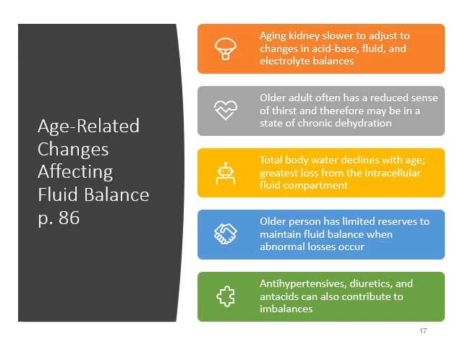So an aging kidney is slower to adjust to changes in acid-base, fluid and electrolyte balances. So it's slower. It doesn't act as fast. So the aging kidney is slower to adjust. An older person has limited reserves. They're already in a hypovolemic state. So they have limited reserves. So when they start losing fluid, then they really go bad quick.